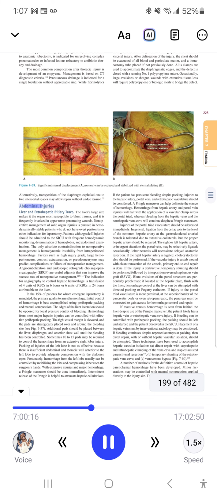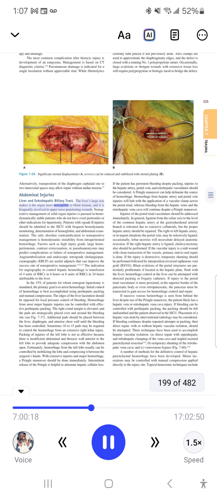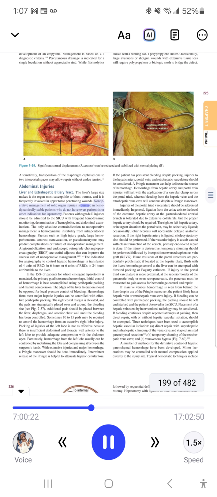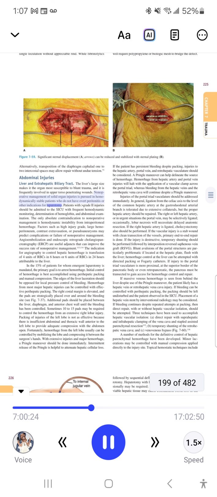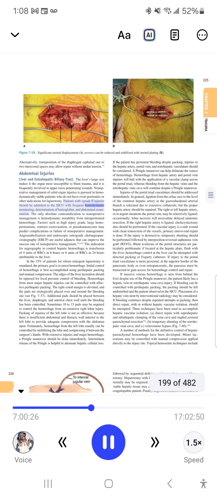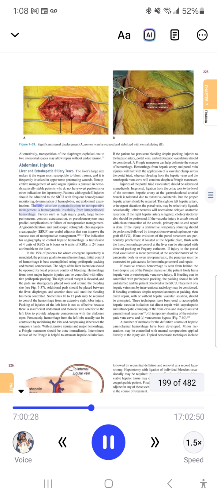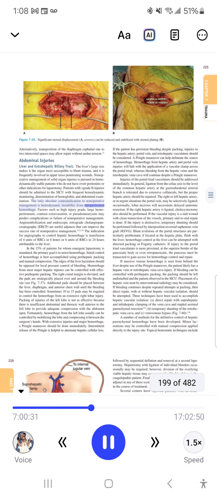73. Abdominal injuries, liver and extrahepatic biliary tract. The liver's large size makes it the organ most susceptible to blunt trauma, and it is frequently involved in upper torso penetrating wounds. Non-operative management of solid organ injuries is pursued in hemodynamically stable patients who do not have overt peritonitis or other indications for laparotomy. Patients with grade I or II injury should be admitted to the ICU with frequent hemodynamic monitoring, determination of hemoglobin, and abdominal examination. The only absolute contraindication to non-operative management is hemodynamic instability from intraperitoneal hemorrhage.